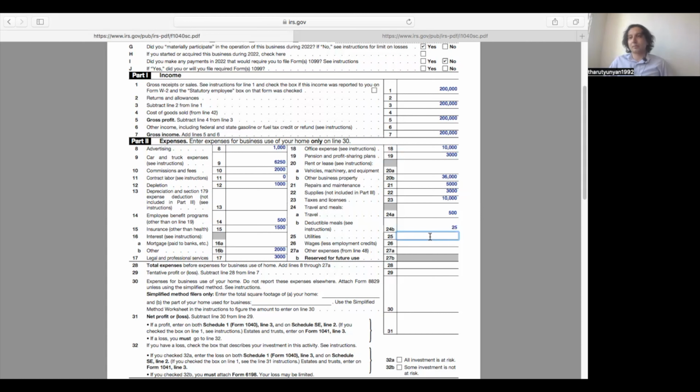Utilities, this is your electricity bill, this is your water bill. It's getting more and more expensive, so let's be very optimistic and say $2,000.